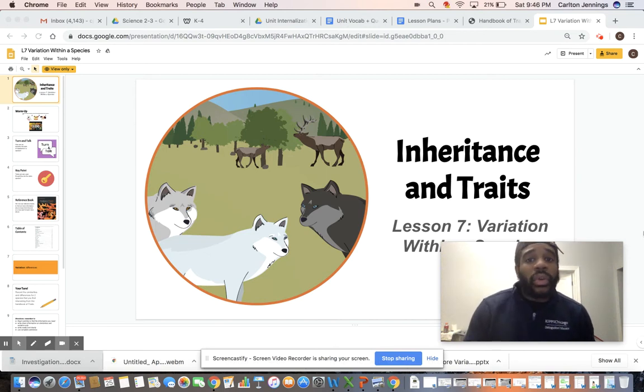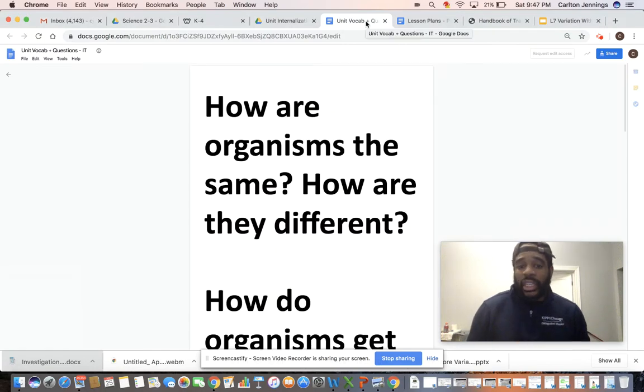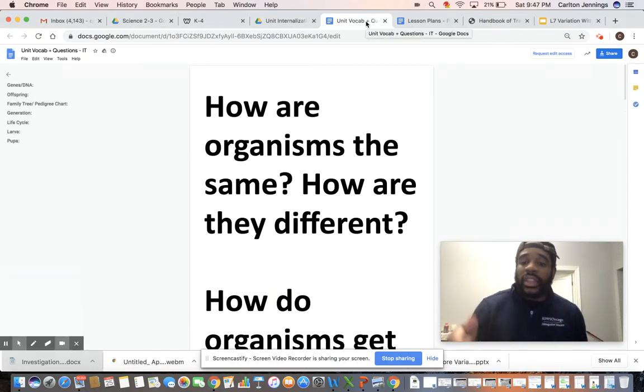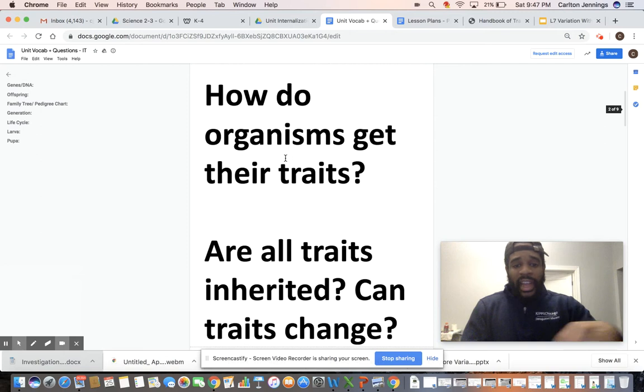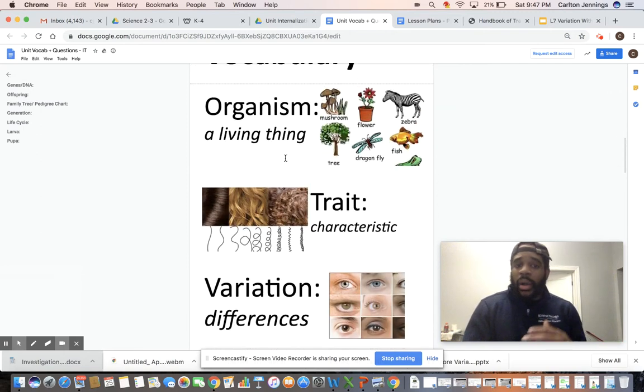Before we push on, we're going to look at our vocabulary words, and we're also going to see our big question. Our big question for this lesson is, how are organisms the same and how are they different? We've been learning different things about how organisms are the same and different. So we've been learning more and more, and by the end of all of these lessons, we'll be able to answer this big question. We haven't got to that big question yet. So we're going to look over our vocabulary words.